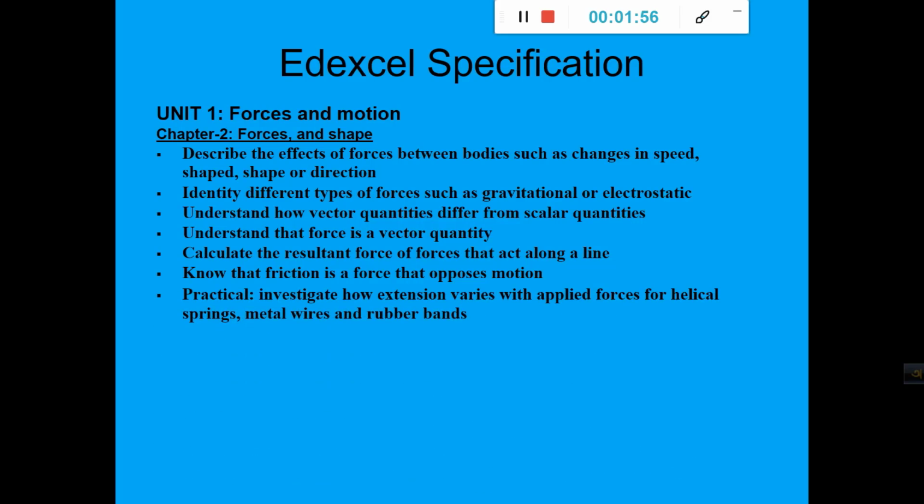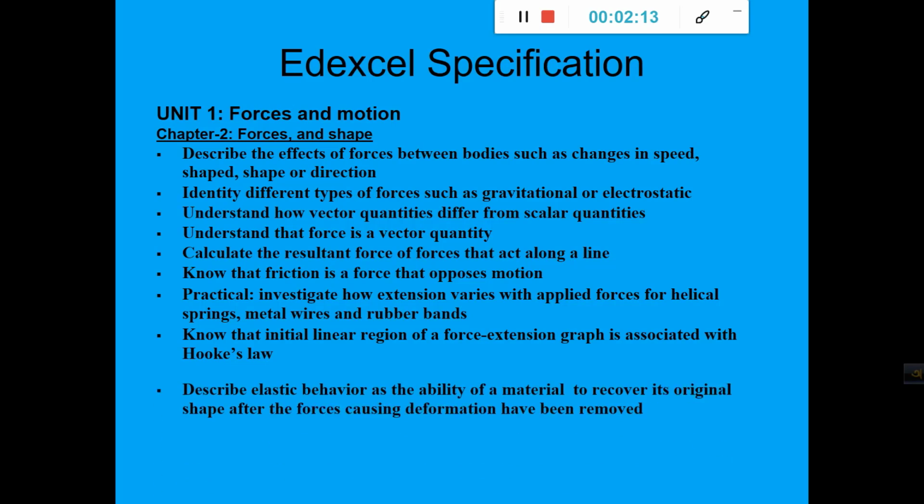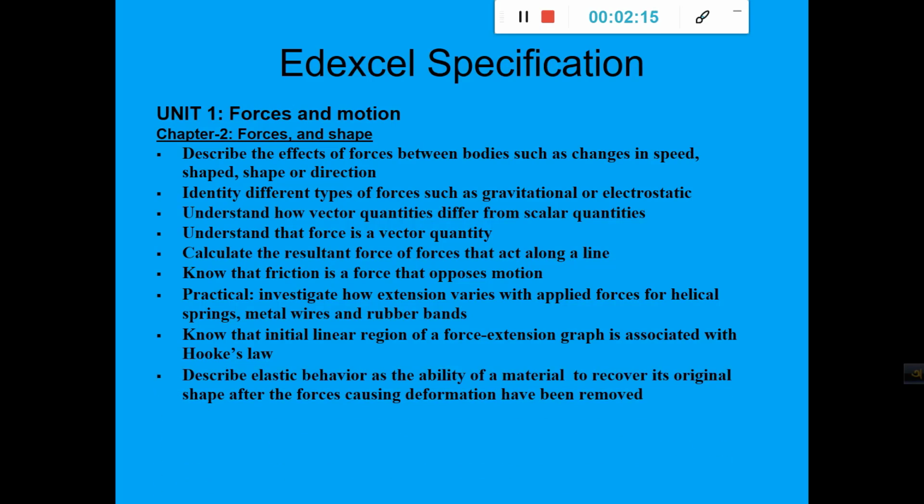Practical: investigate how extension varies with applied forces for helical springs, metal wires and rubber bands. Know that the initial linear region of a force-extension graph is associated with Hooke's law. Describe elastic behavior as the ability of a material to recover its original shape after the forces causing deformation have been removed.